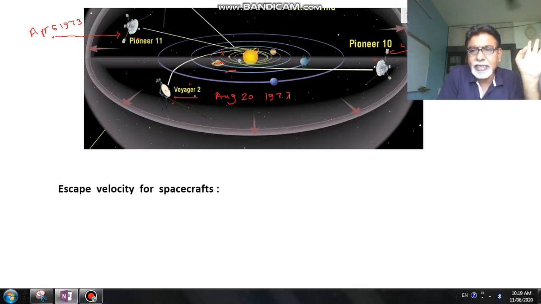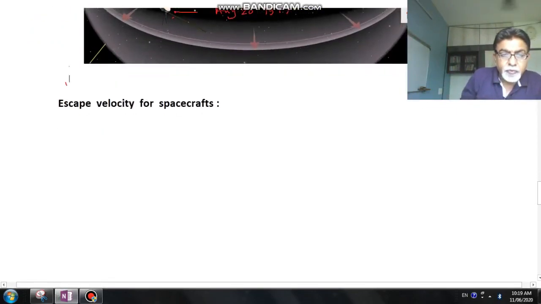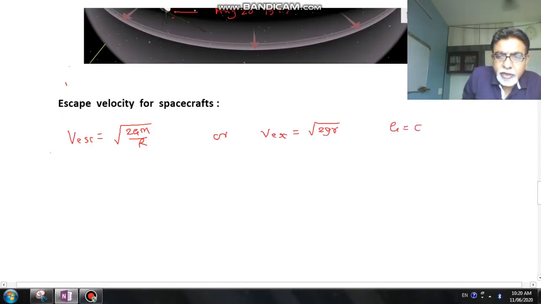I think it will be the 5th lecture, in which you can find the formula for escape velocity. Look at it, V escape. We derived the formula that V escape is equal to under root 2GM upon R, or the second formula, V escape is equal to under root 2gR, where G is the universal constant, value 6.67 into 10 raised to minus 11 Newton meter square per kg square. M is the mass of the earth, 6 into 10 raised to 24 kg. R is the radius of the earth, 6.4 into 10 raised to 6 meter.